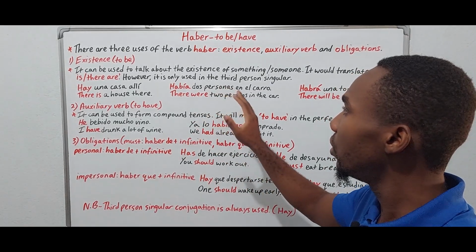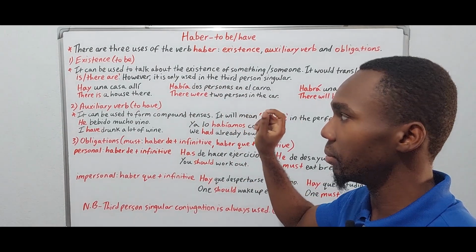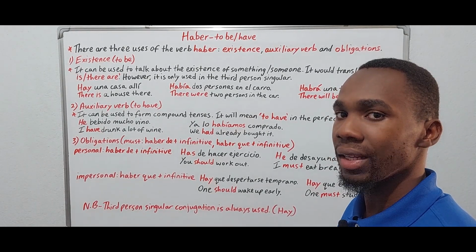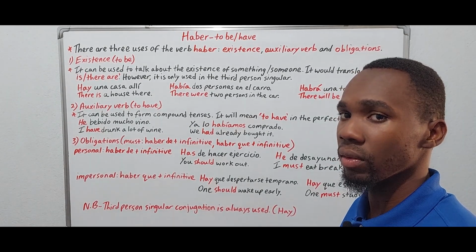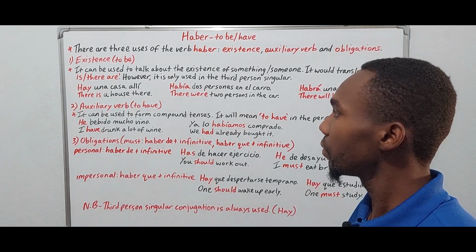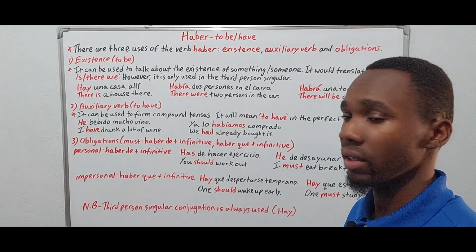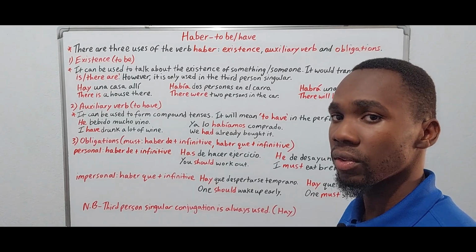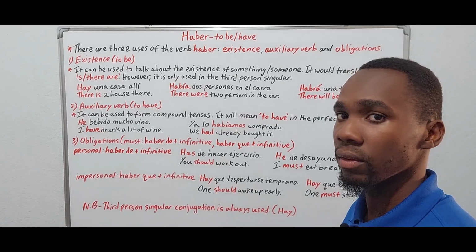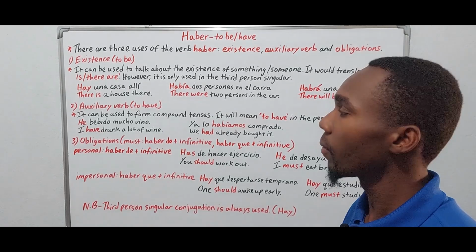However, it is only used in the third person singular. Now that is something that you need to bear in mind. When we are talking about existence, we always use haber in the third person singular, even if we have a plural subject. That's how haber works in Spanish. It is always used in the third person singular when we are using it to talk about existence, right? And as you will see, haber is an irregular verb, right?